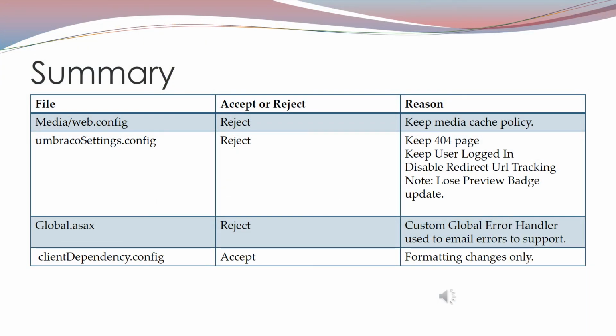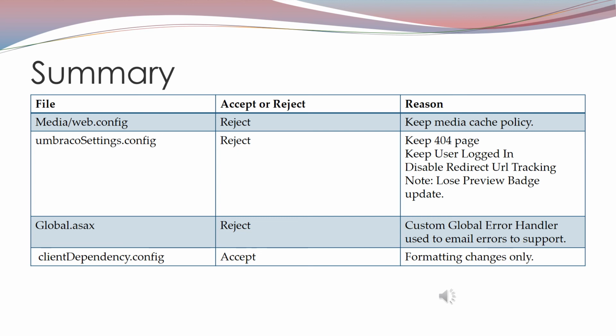Okay, in summary, we were prompted to change 4 config files. We rejected 3 of those, accepted 1 just for the format changes. On the media web config, we wanted to keep our media cache policy. In the Umbraco settings config, we wanted to keep the 404 page, and we want to keep the backend user logged in and disable redirect URL tracking. There was a preview badge update that we skipped over, so we lose that.